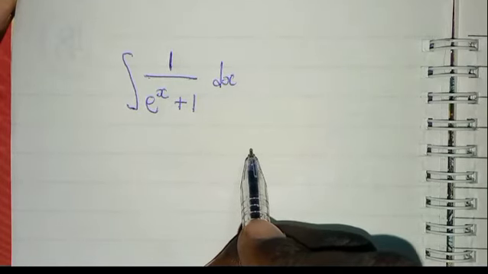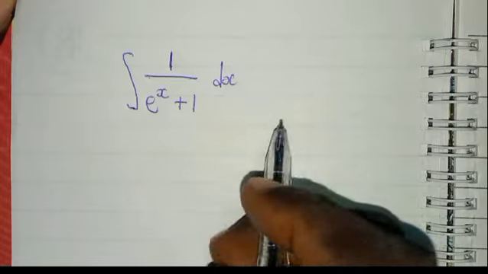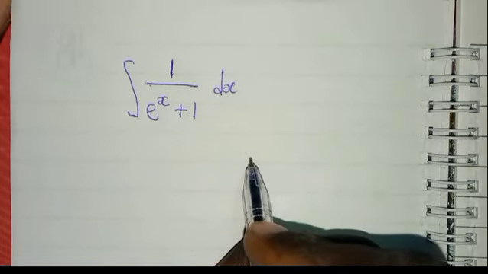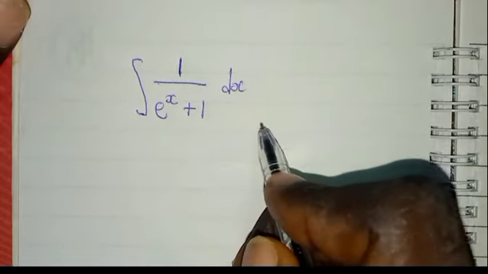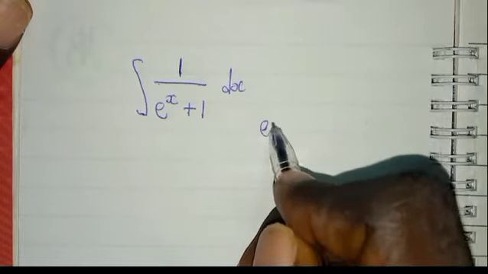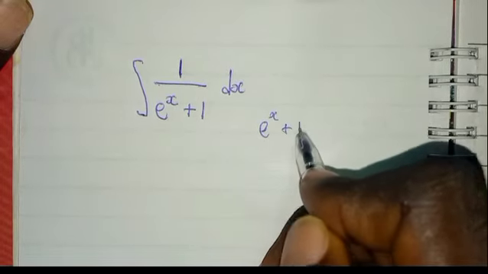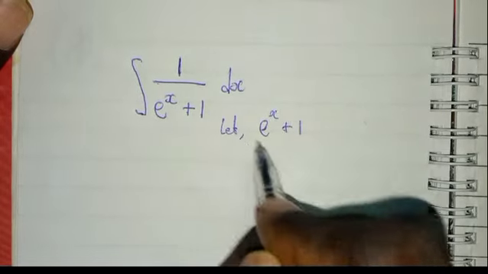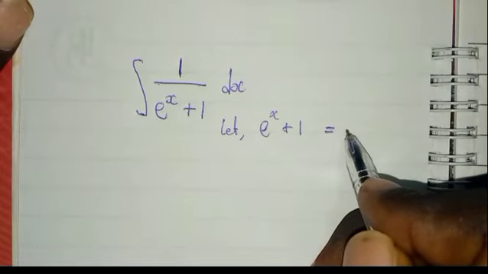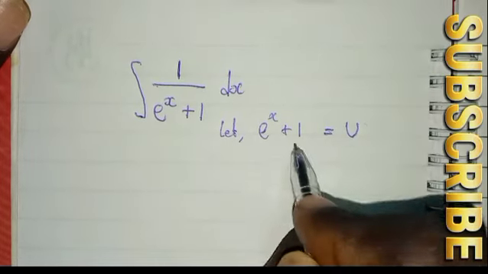Looking at this nice integral question, how do we evaluate this? Now, we are going to be using the substitution method, so note that. So, let e raised to the power of x plus 1 be equal to any alphabet in your mind, so I choose u.